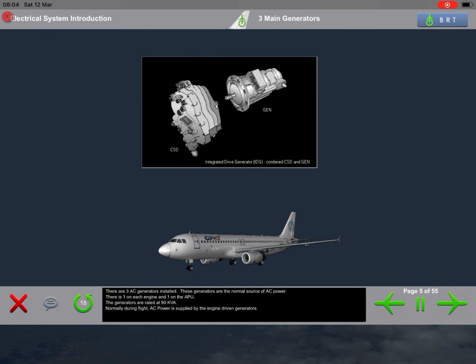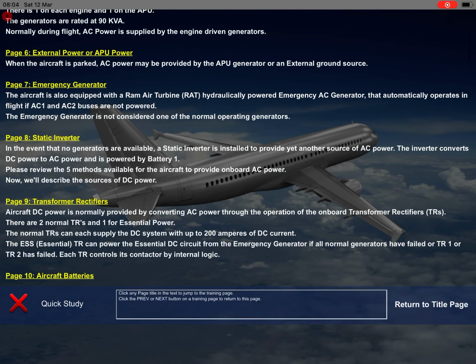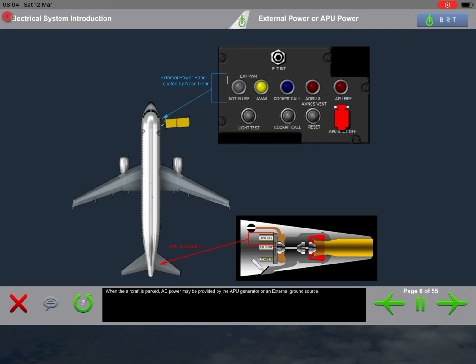There are 3 AC generators installed. These generators are the normal source of AC power. There is one on each engine and one on the APU. The generators are rated at 90 kVA. Normally during flight, AC power is supplied by the engine-driven generators. When the aircraft is parked, AC power may be provided by the APU generator or an external ground source.